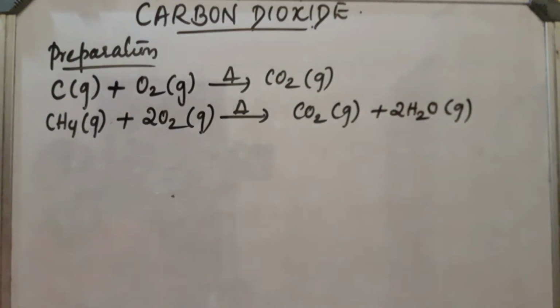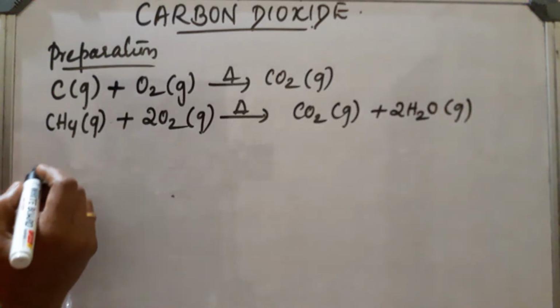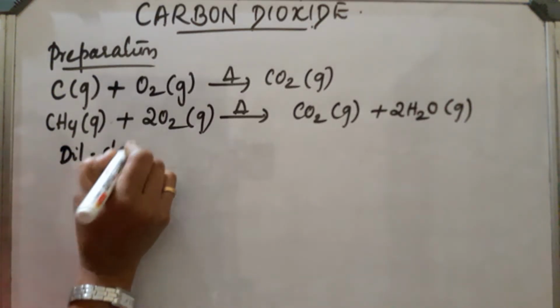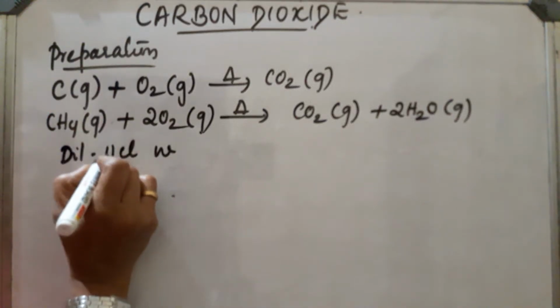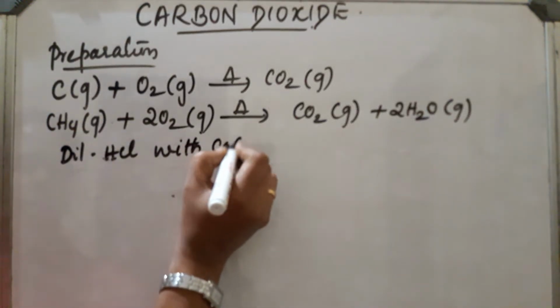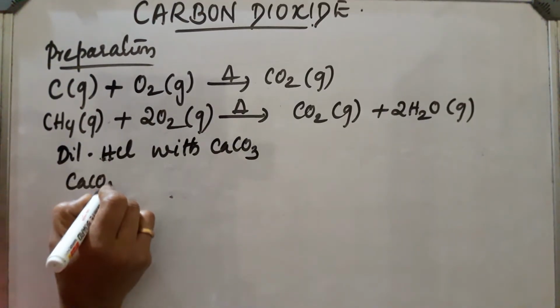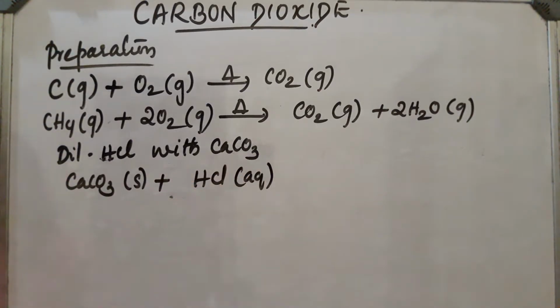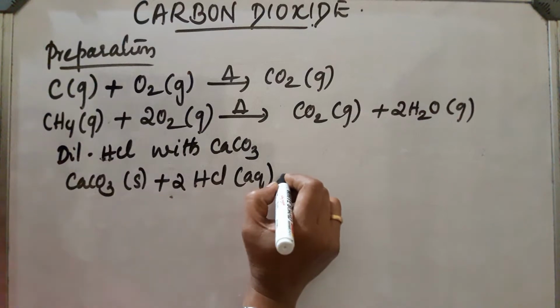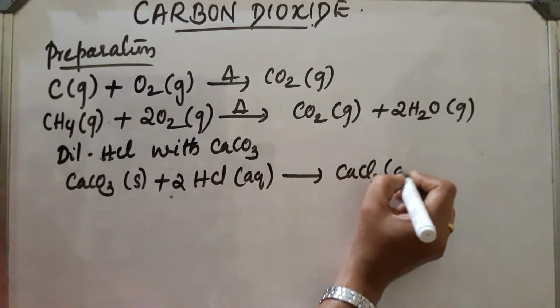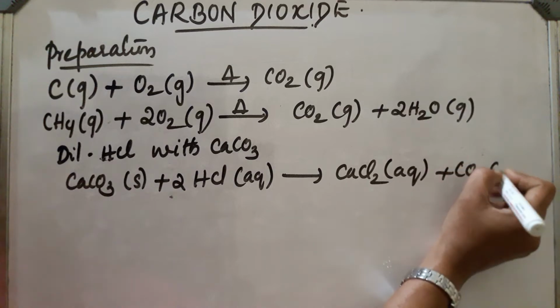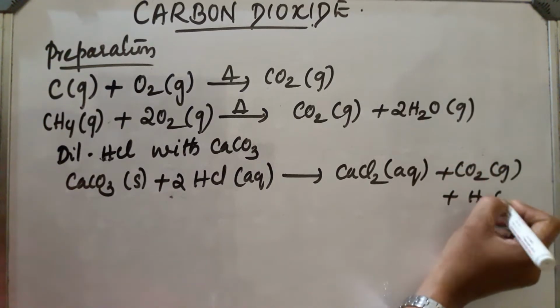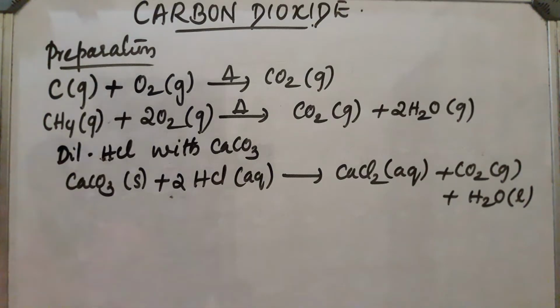Next, laboratory preparation. It can be obtained from calcium carbonate with dilute HCl. Dilute HCl on reaction with calcium carbonate forms calcium chloride, carbon dioxide gas and H2O. This reaction takes place.